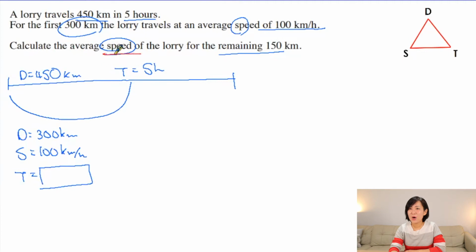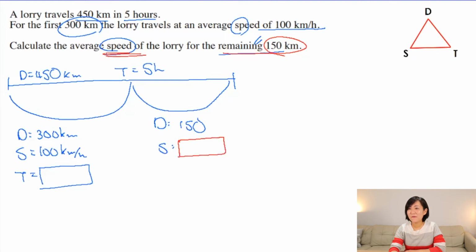Now let's see our final goal. We need to find the speed of the remaining 150 kilometers. So you've got another section. Your distance is 150 kilometers, right? Then we've got the speed. That's our final goal. We also need to find the time for this section. Otherwise, we can't solve our question.